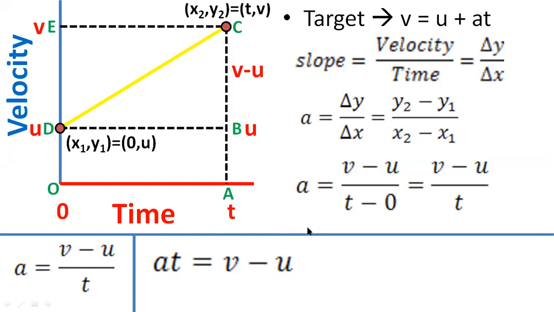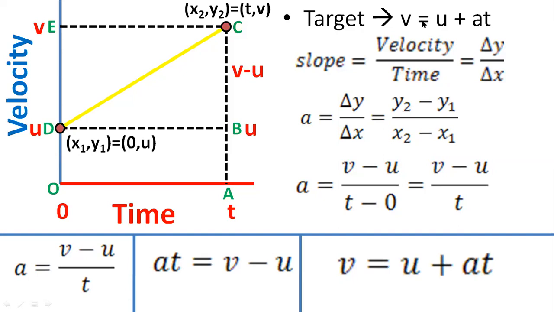Now all you need to do is transfer this u to the other side. U is in subtraction here. After going to that place, it will go into addition. So just transfer that u to the other side. It will become v is equal to u plus at.